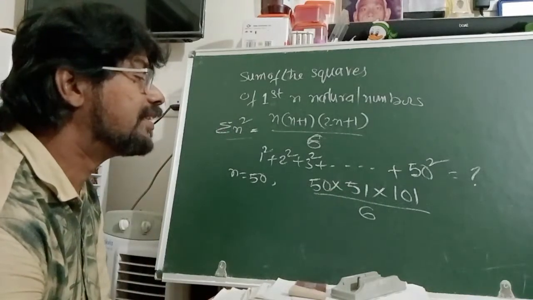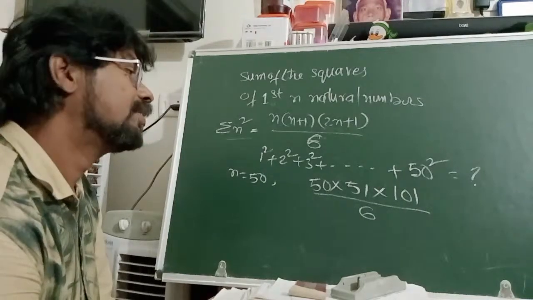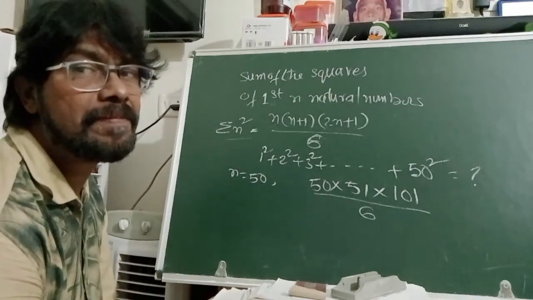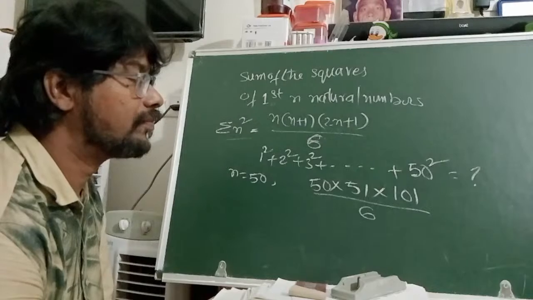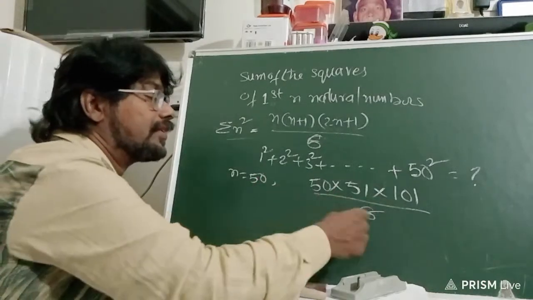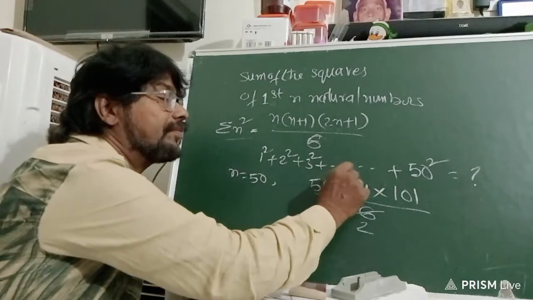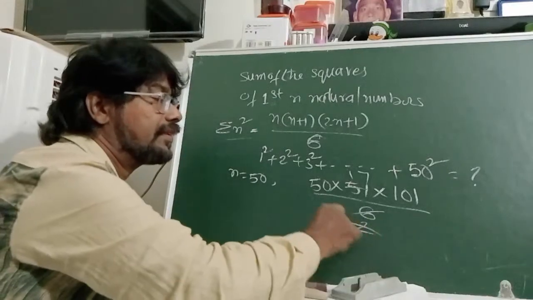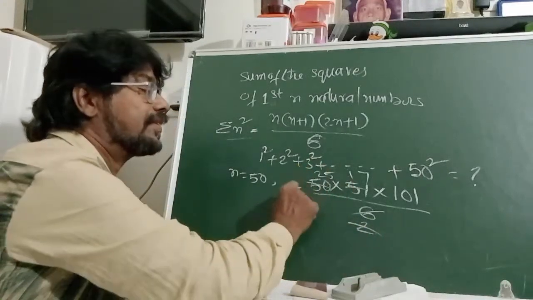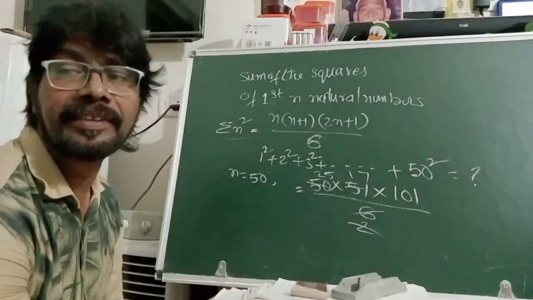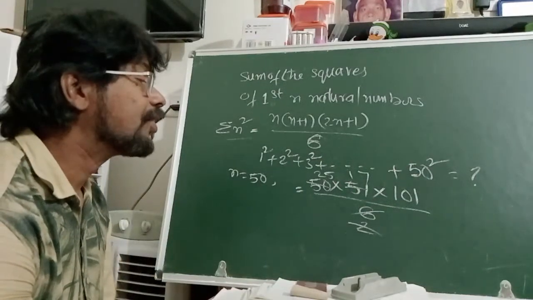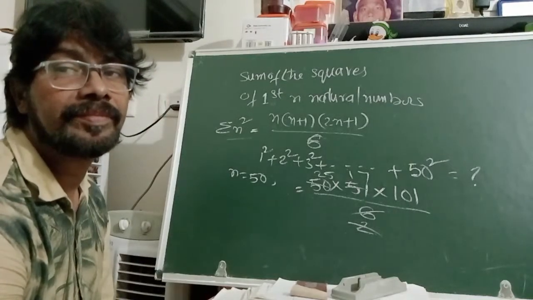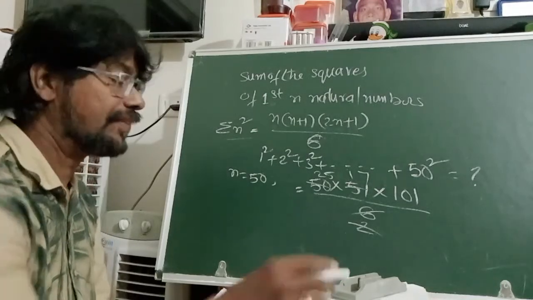Now think about the easiest way to simplify. Simplify it yourself. 3 times 2, 1 time 7 times this, 25 times. So multiply all these 3 and you get the answer. Okay, 25 into 17 into 100. That is the answer of this. Do it yourself. Next one.